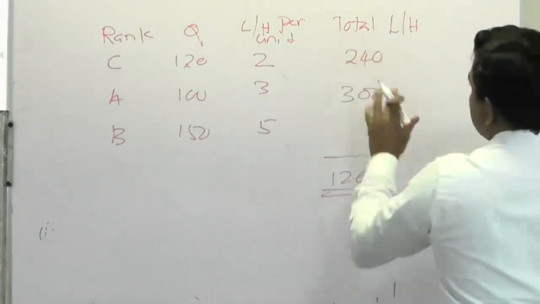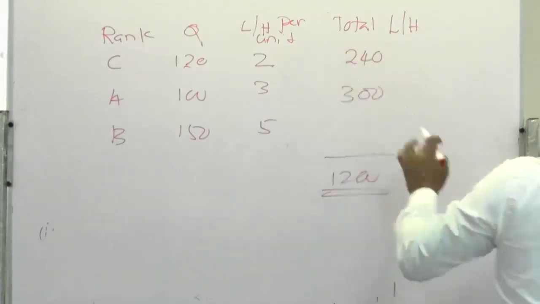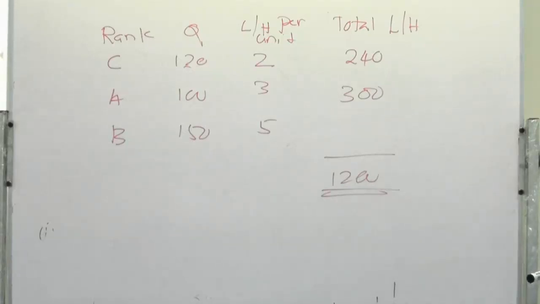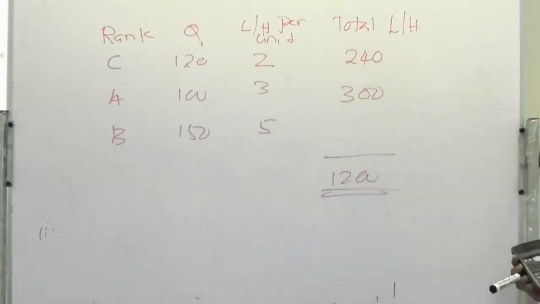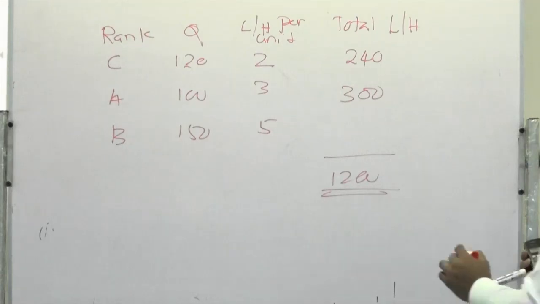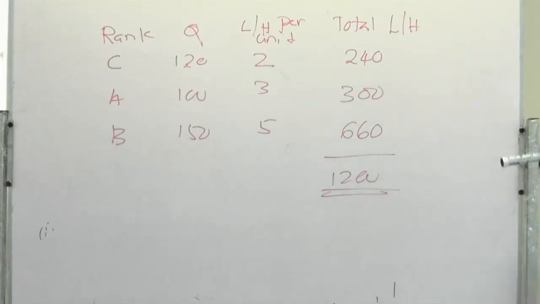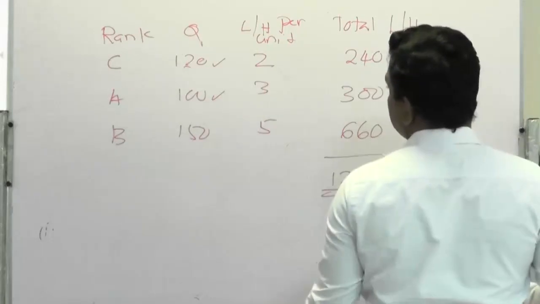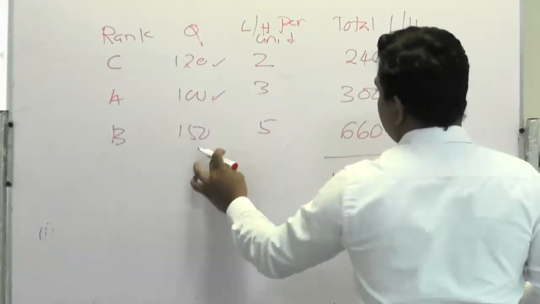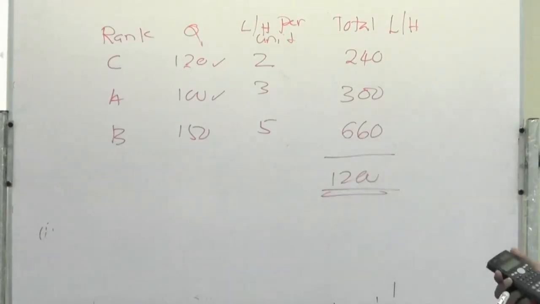Now you have already consumed 540 labor hours out of 1200. What is the balance? Your balance labor hours will be 660, right? Now you already produced C and A. You are now considering the production of B. Available labor hours is 660.